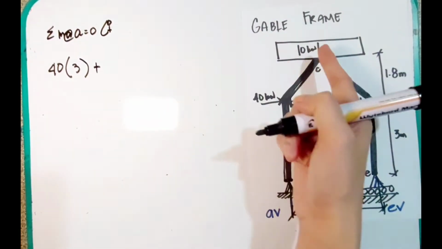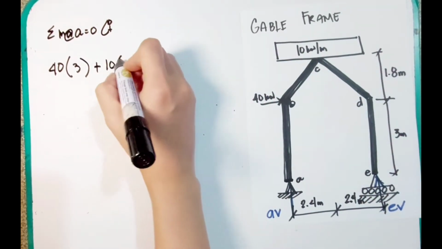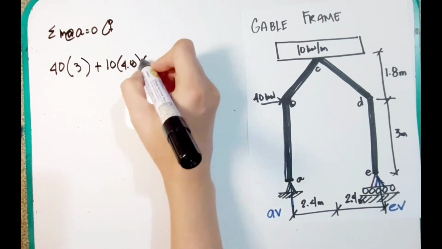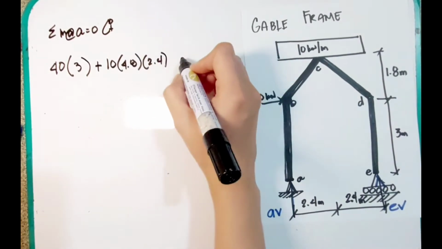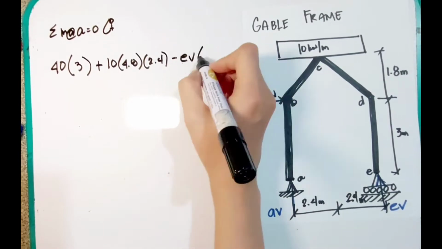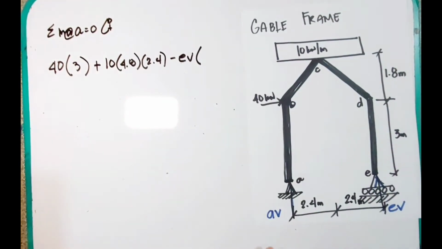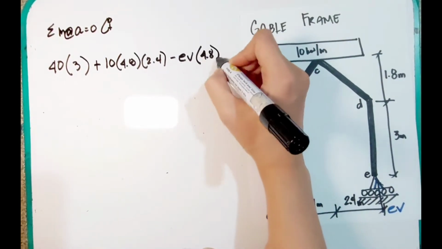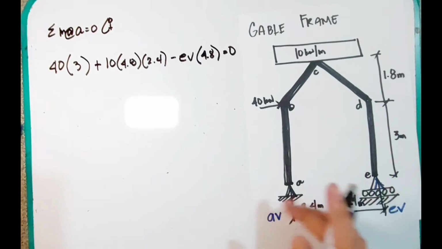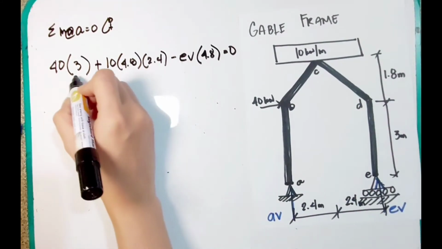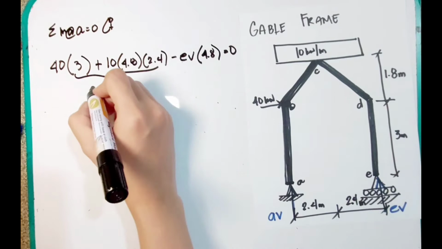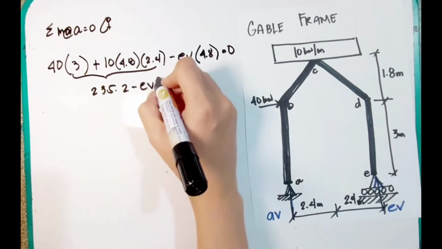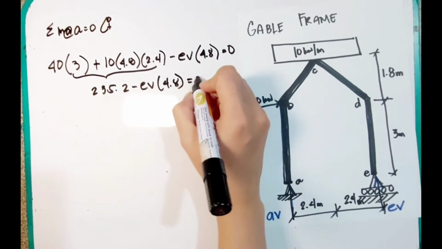Positive yan. Plus, ito, which is 10 multiplied by 2.4 plus 2.4 is 4.8. And then, kalahati ng 4.8 which is 2.4. Minus your EV multiplied by yung EV natin, kung ito ang reference, 2.4 plus 2.4 is 4.8, is equal to 0. So, i-add nyo lang ito. So, we have here 235.2 minus EV 4.8 is equal to 0.